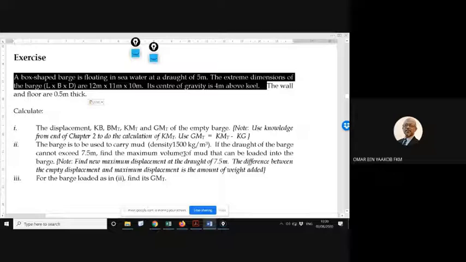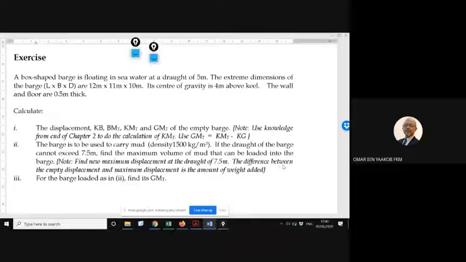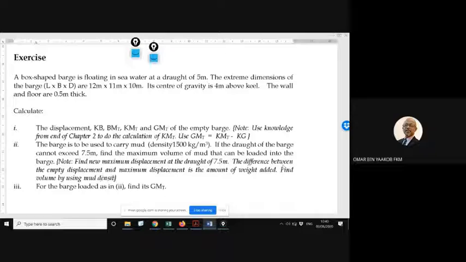Right? The mud density is 1,500. So you need to use the density of mud. Find the volume by using the mud density. Okay? So you should be able to do that.